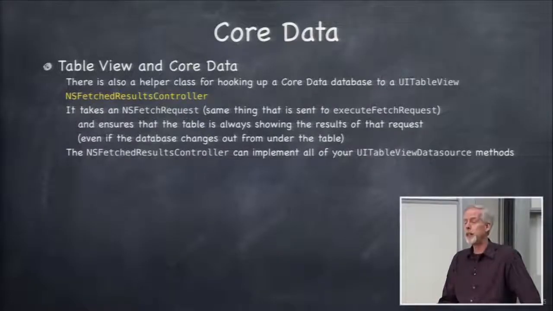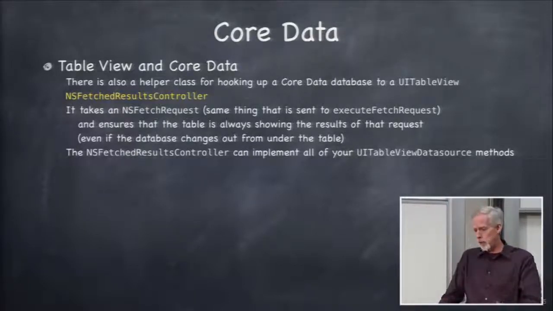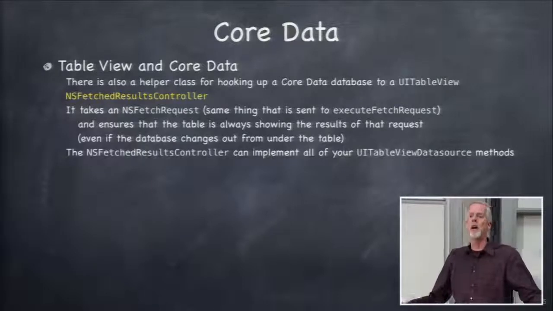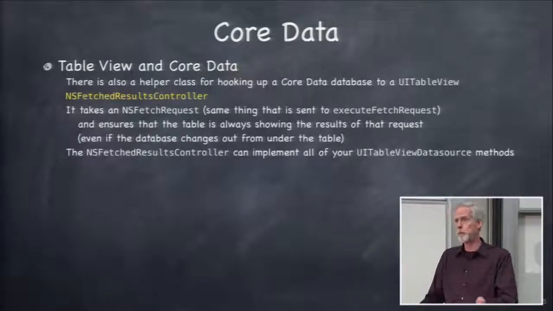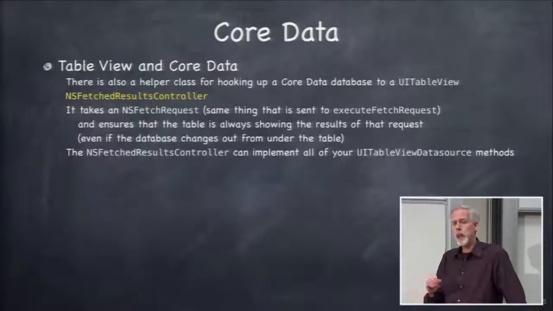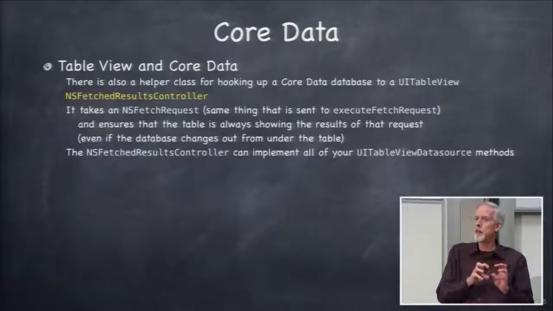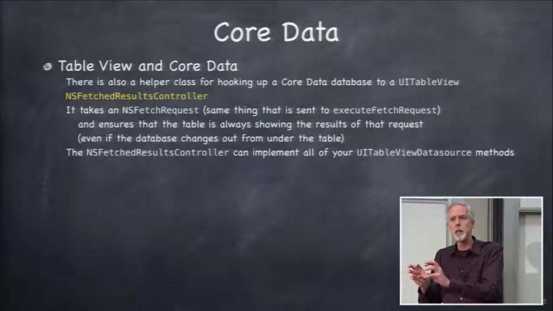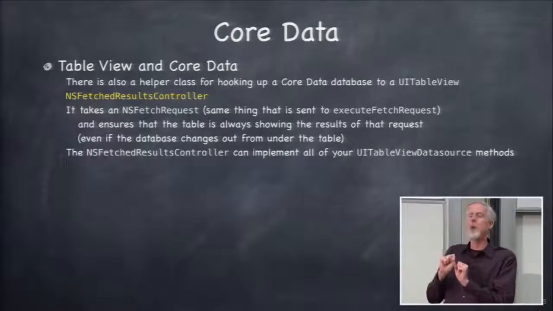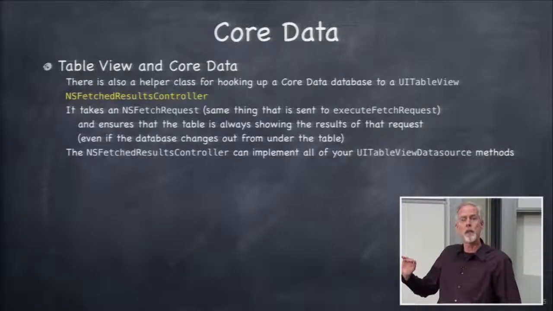Core Data is also really good at hooking up to table views. Because you can imagine you've got these big tables of data in Core Data, and it would be nice to have a table view that is displaying all the rows or some subset of the rows based on some query. And so there's this class called NSFetchedResultsController in iOS. It's a super simple class. Basically, you give it a fetch request, and you associate it with the table view, and then that table view will always show what that fetch request would fetch, even if the database changes out from under it.